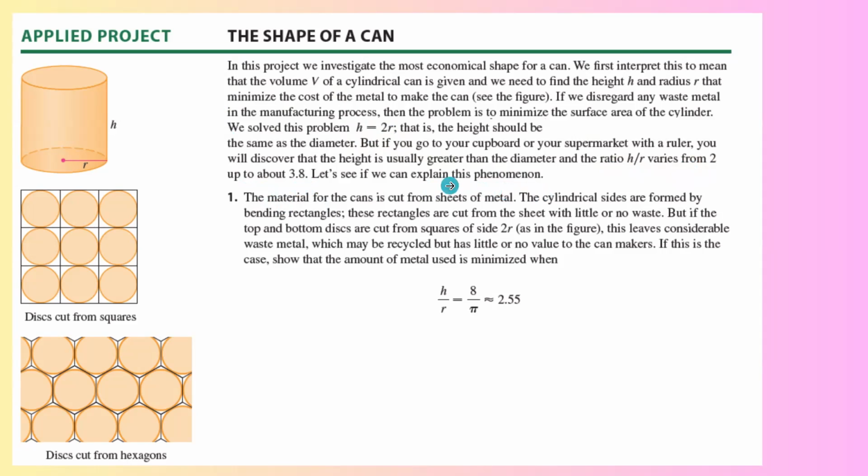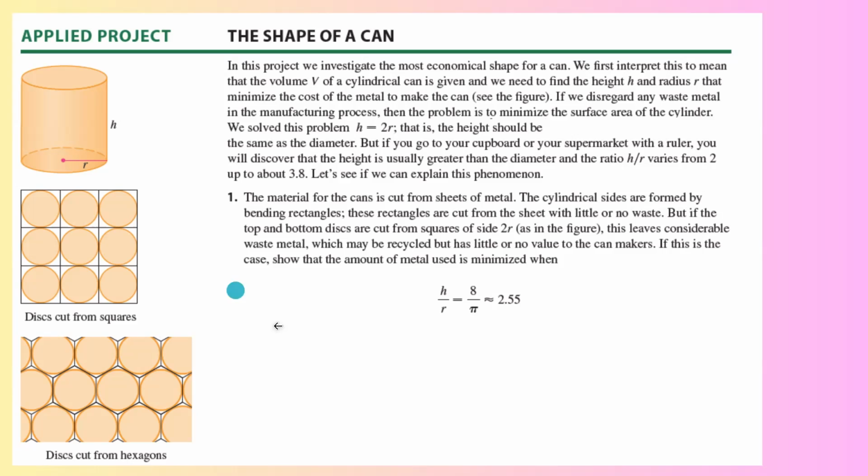Why does this happen? In the first question, the material for the cans is cut from sheets of metal. The cylindrical sides are formed by bending rectangles. These rectangles are cut from the sheet with little or no waste, but if the top and bottom discs are cut from squares of sides 2R, this leaves considerable waste metal, which may be recycled, but is of no value to the maker.